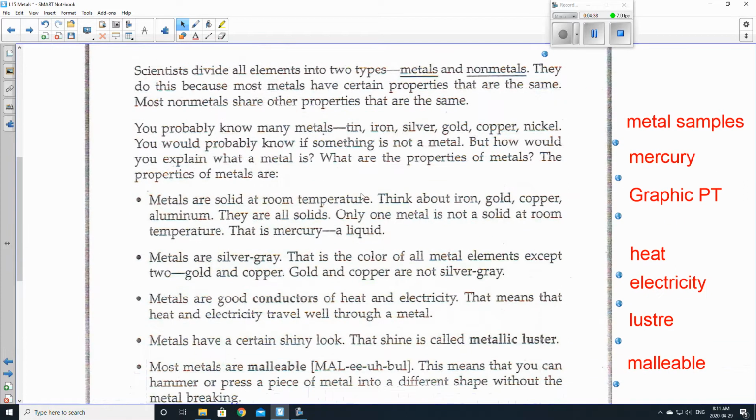So metals are solid at room temperature. Each of those pictures that I just showed you were metal rods. So think about iron, copper, or gold, or aluminum. They are all solids.